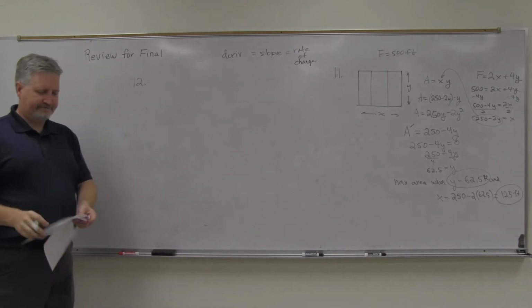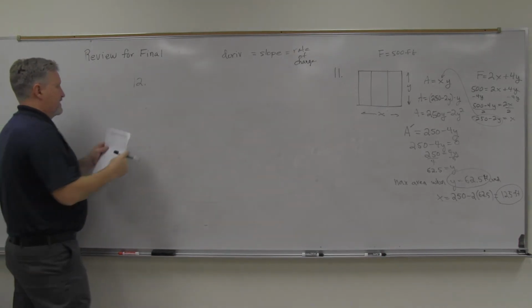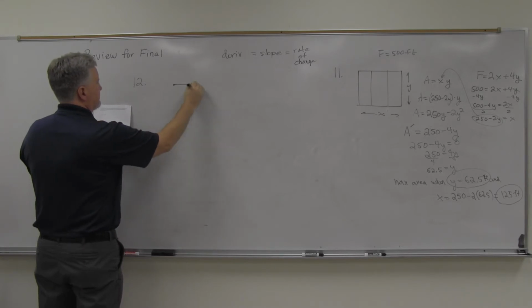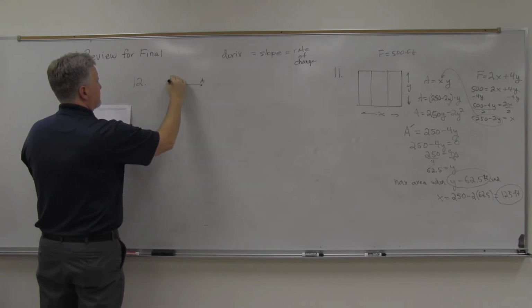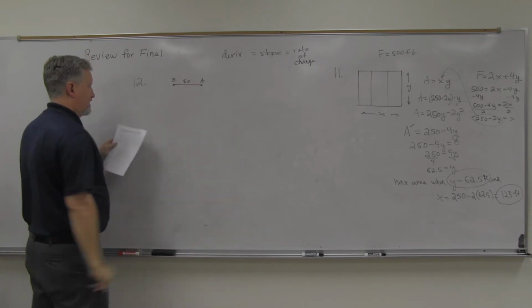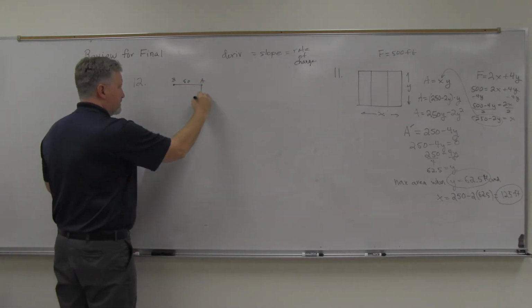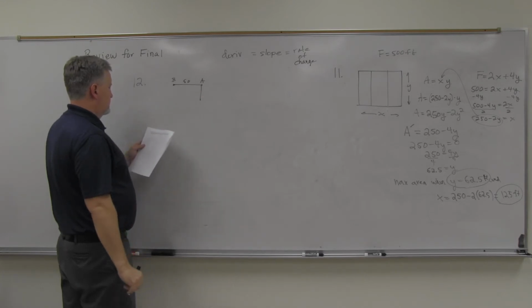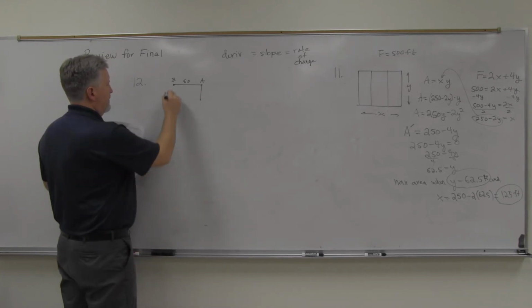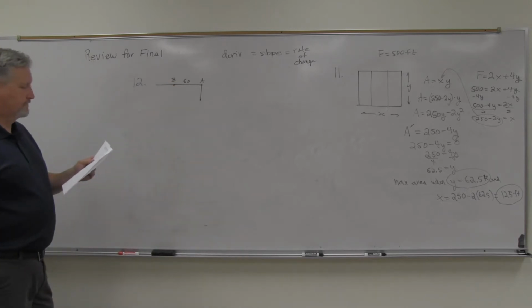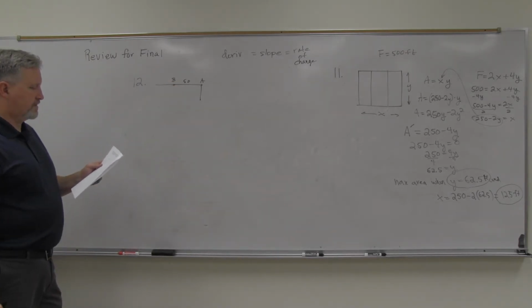Number 12. At 8 a.m., ship A is 50 miles east of B, so I've got the diagram there. Ship A is sailing south, and ship B is sailing west, so that's south and this would be west, at 25 miles per hour.